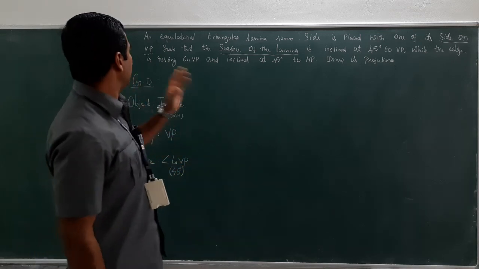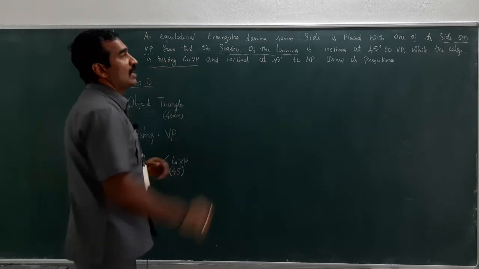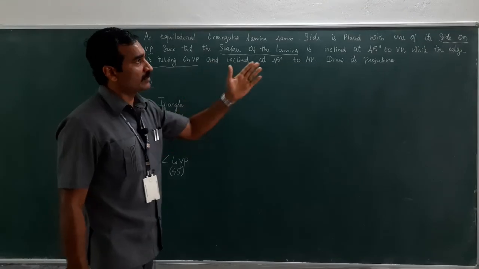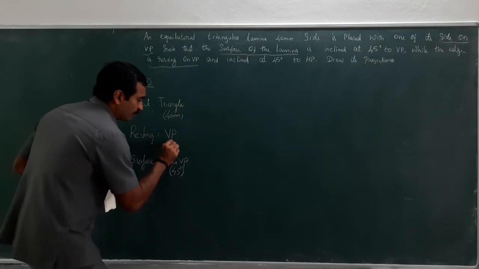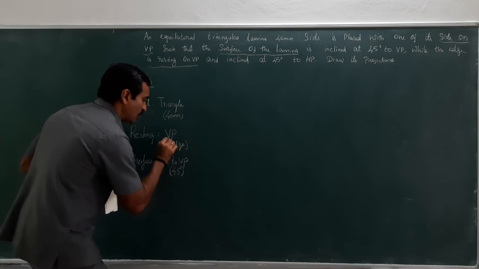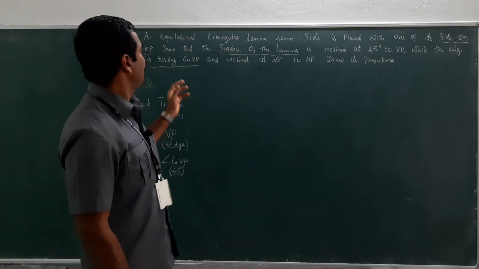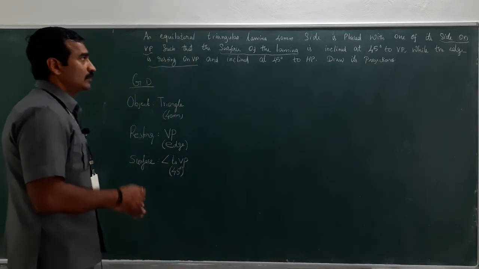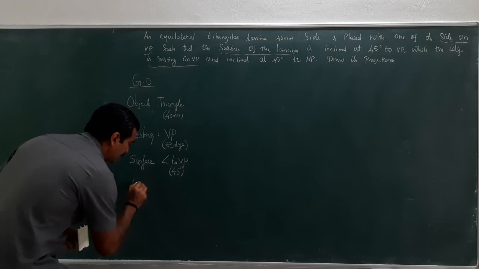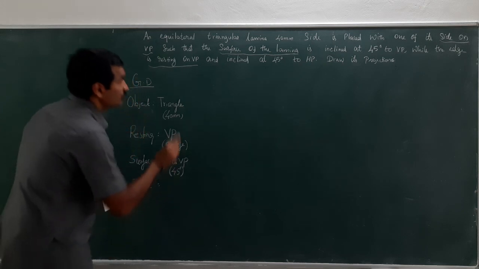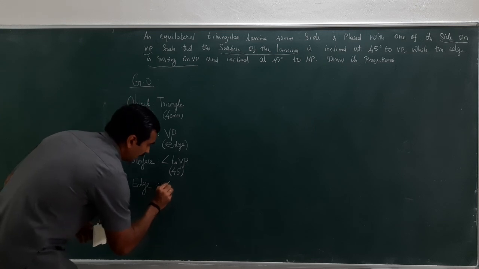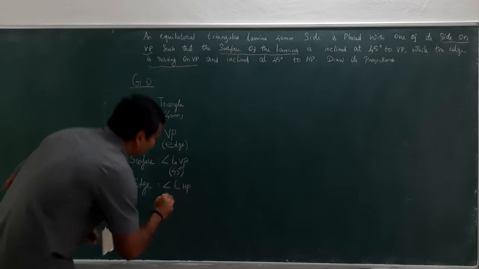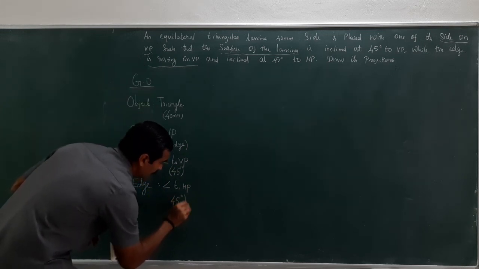While the edge is resting on VP. How is it resting? It is resting on VP with the edge, and inclined at 45 degree to HP. So the edge inclination: the edge is inclined to HP at an angle of 45 degree.